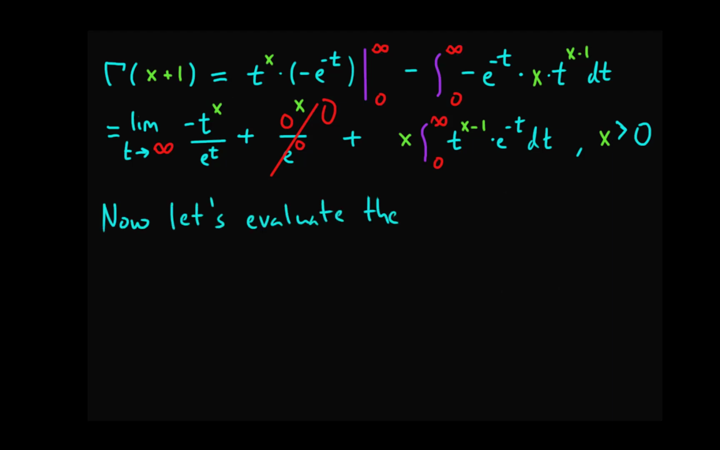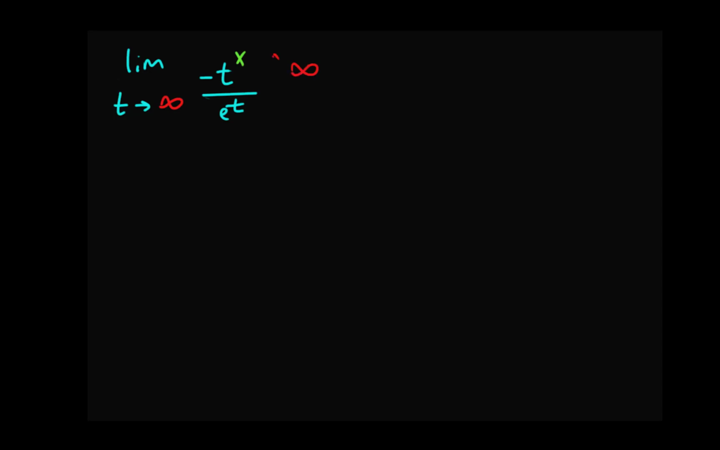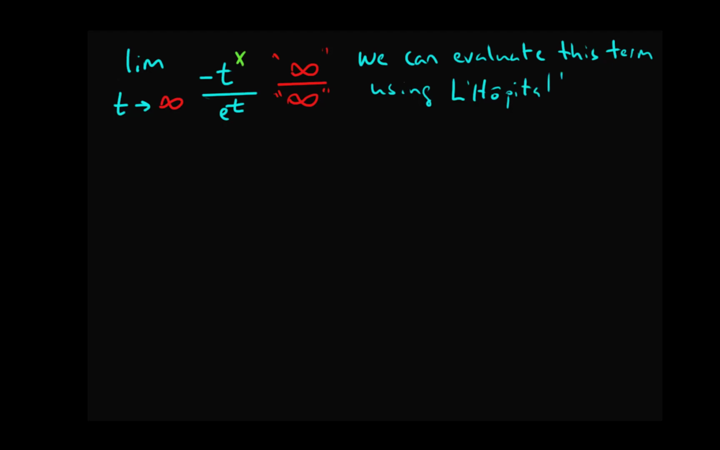Now let's evaluate what happens at the limit as t approaches infinity in the first term. So we take the limit as t goes to infinity of the expression negative t to the x over e to the t. So I'll move that to the top here. So this is going to be an infinity over infinity type of limit, right? As we let t grow without bound, t to the x over e to the t, both of those terms are going to infinity, so we can use L'Hopital's rule to evaluate this limit.